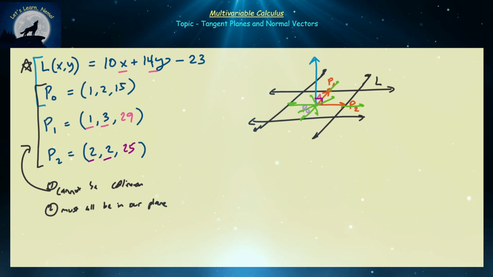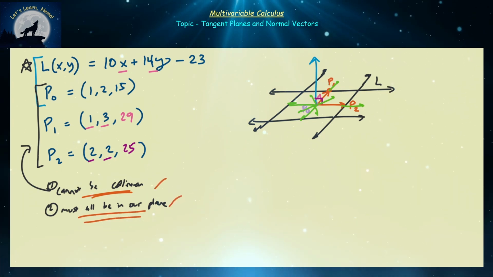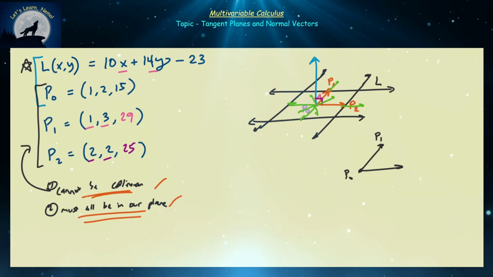So of course I leave it to you to verify that these points are not collinear and all of them are in your plane. So as long as you verify those points, then these points are perfectly okay. So now what I want to do is figure out these vectors that I have built. So for example, this is P0, and then we're going to have a vector from P0 to P1, and then another vector from P0 to P2.